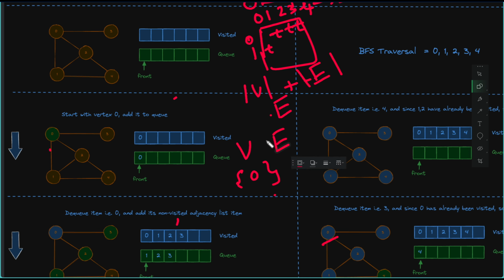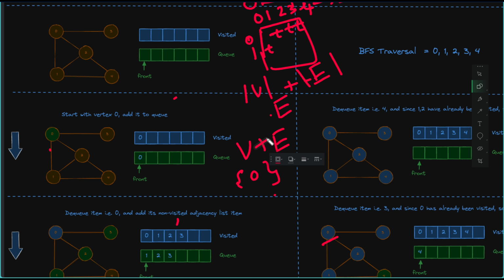For example, in case of 0, there were only 3 edges that we have to process, right? For 1, it was again 3. But this is at maximum, because we are also taking care of the visited part, and that's why this comes up as V plus E.